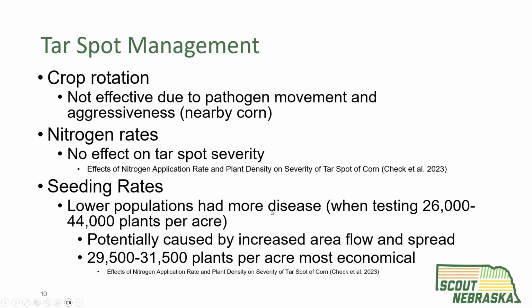And that same group did some research on seeding rates, and they actually found that lower populations had more disease. And that's probably because of increased spread and movement of that pathogen through that canopy. They tested from about 26,000 to 44,000 plants per acre. And the most economically optimal rate for tar spot management when we think about our seeding rate was that 29.5 to 31.5 range, which is pretty common, I think, here in Western Nebraska.